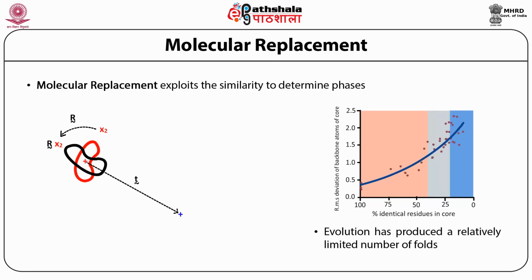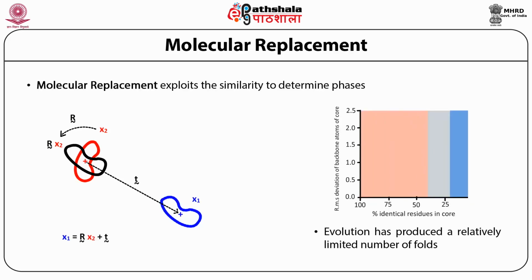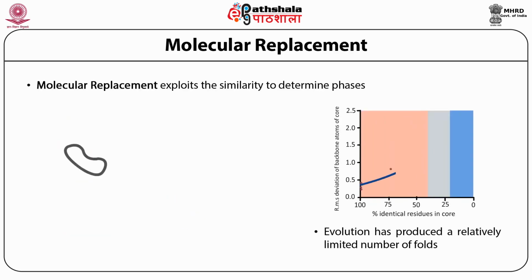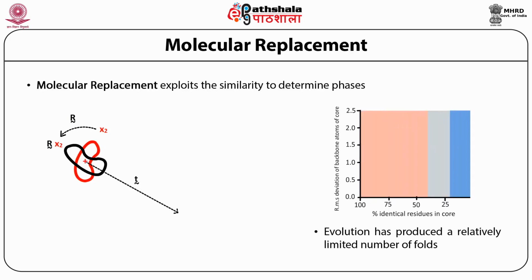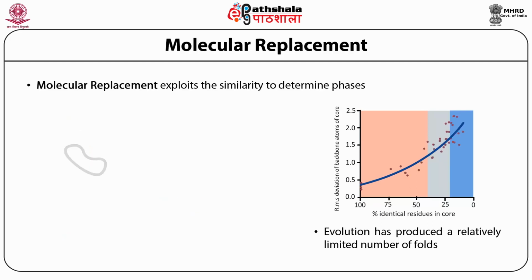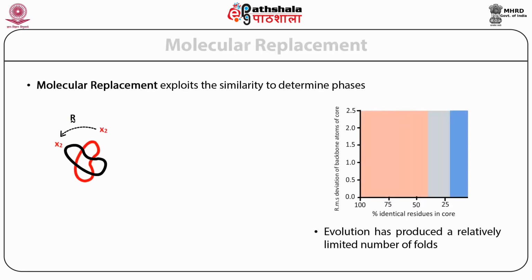So you take any structure which has similarity, and you rotate and translate that molecule in the unit cell to get maximum matching, and that will give the beginning of phase information. From there we can improve the phases by doing a refinement.